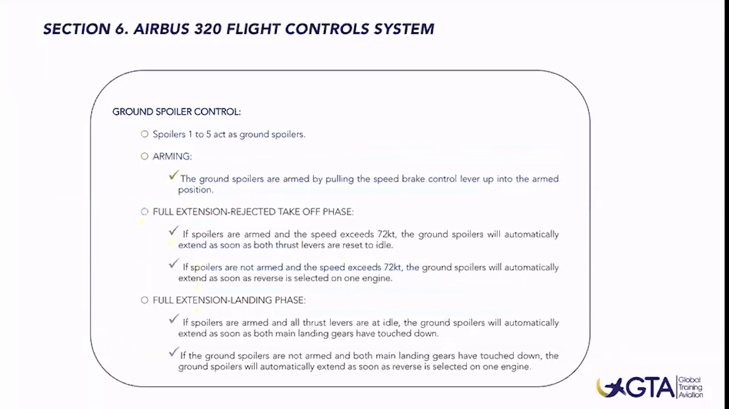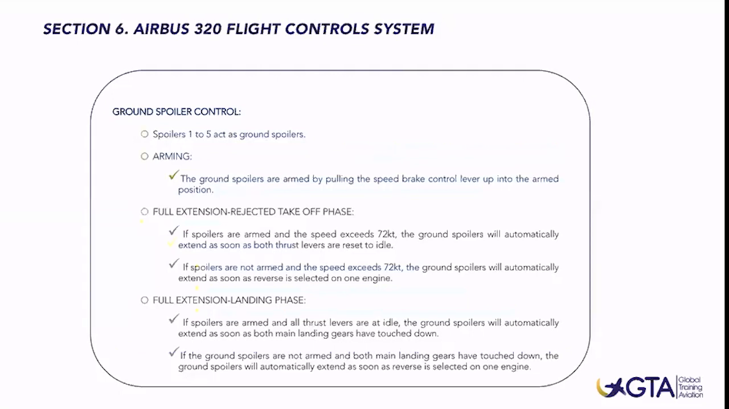We have this partial extension function on the ground for the ground spoiler control, and this function basically means the ground spoilers partially extend when reverse is selected on at least one engine. This partial spoiler extension is just to make the aircraft settle down on the runway and make braking easier during the landing roll. This partial extension, by decreasing the lift, eases the compression of the second main landing gear strut.